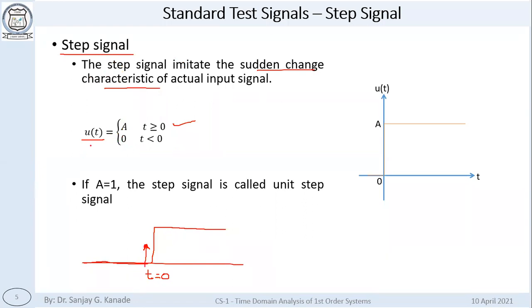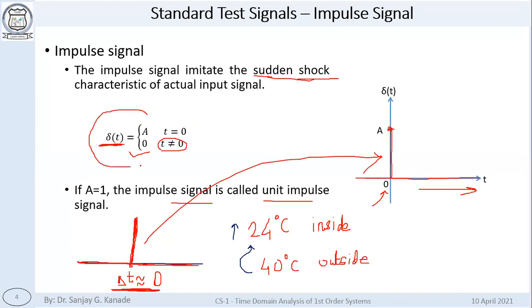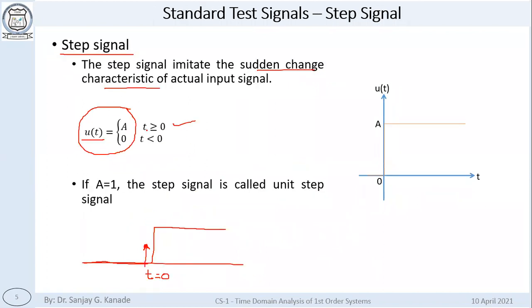Remember the difference, delta of t and u of t. You will see that this section is the same, right? For delta of t and u of t, it is the same, but the difference is in t. Delta of t is A when t is equal to 0, and it is 0 otherwise. However, u of t is A for t greater than or equal to 0, meaning at t equal to 0 or more than 0, the value of u of t is A. Okay, and if A is equal to 1, it is called a unit step signal.